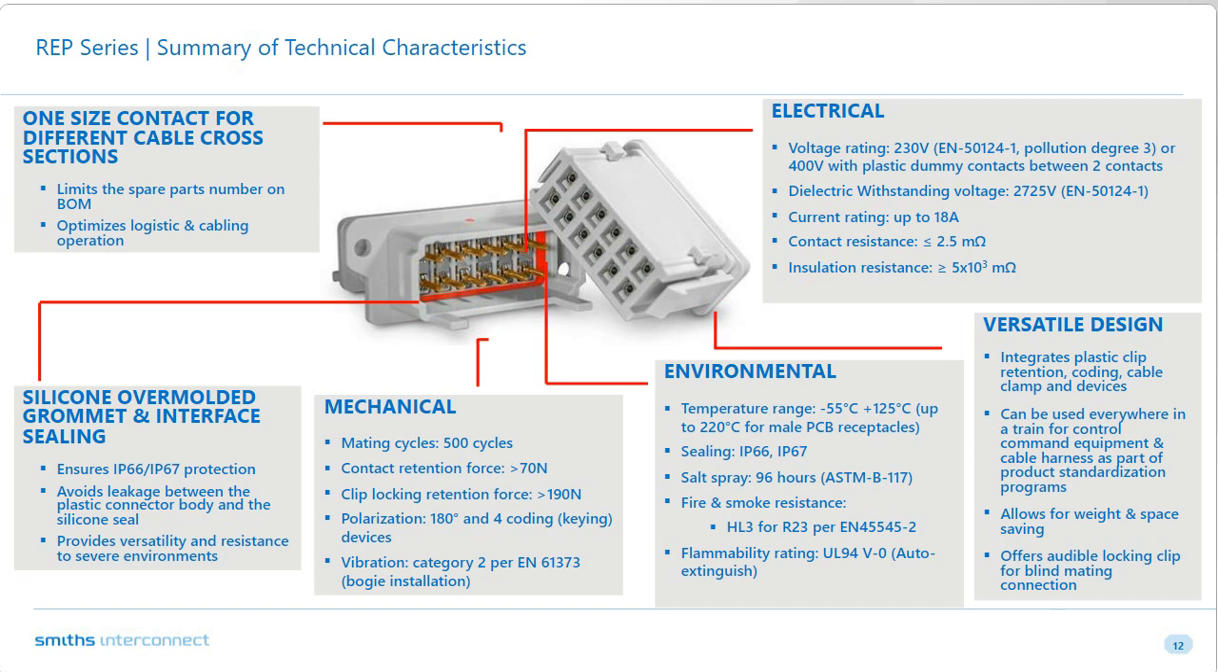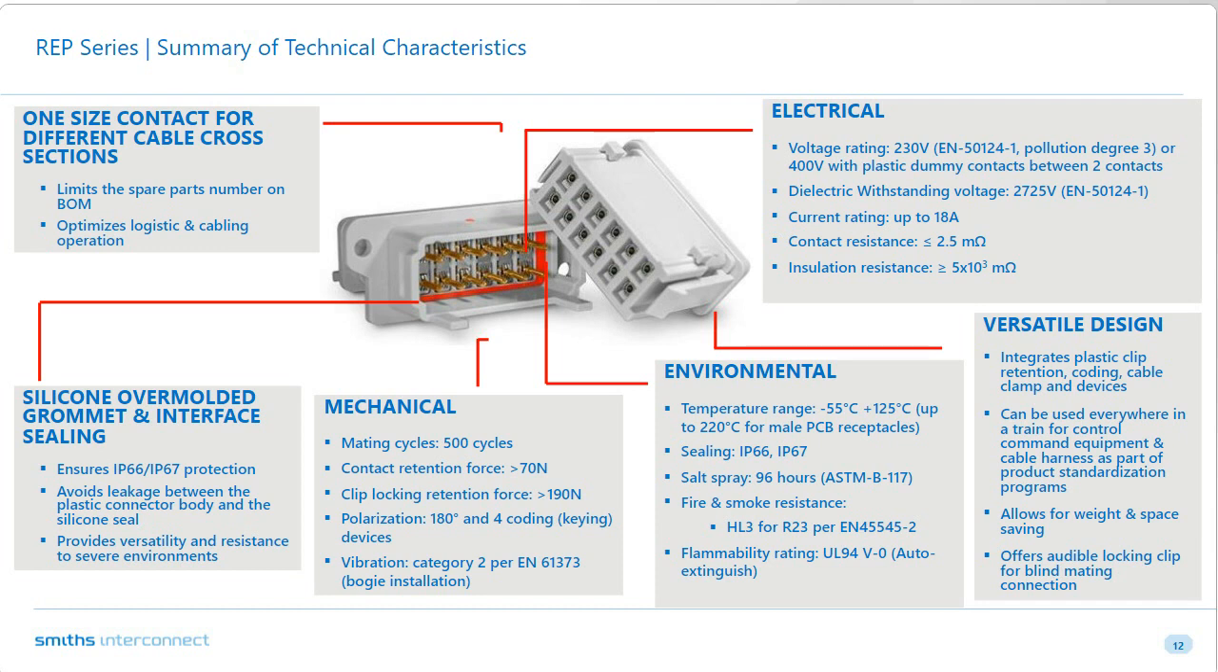From an electrical spec standpoint, it can do voltage rating of 230 volts for PD3. Or you can take it up to 400 volts with plastic dummy between two contacts. So typically, if you take a 12 ways contact configuration like this, if you want to take up to 400 volts, then you have to ensure that you have got a nice split between 6 contacts and 6 plastic dummies, dummy contacts.